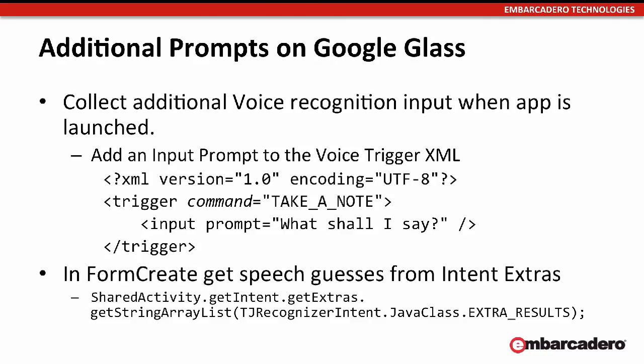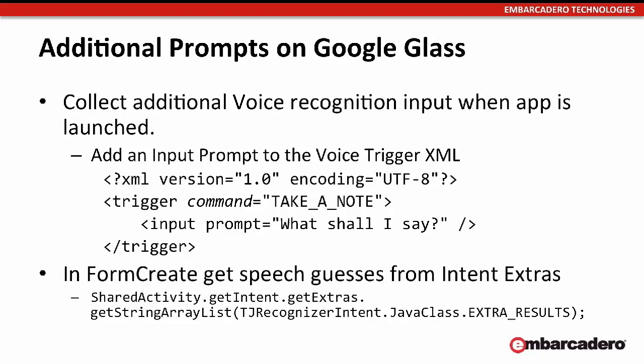Now, another feature that's available is you can have an additional prompt on Google Glass. What this does is after your app launches, it then asks the user for some additional input. And so the user then uses voice recognition again to dictate some input that is then sent to your application. And you do this by modifying your XML file. So you see there's that XML snippet right there. I've added that line that says input prompt. And so you tell it what you want the input prompt to be, what it's going to prompt the user for. And you'll notice that trigger command, take note. That's the format you'd use for a standard command. You'd change the word command to keyword, and then you could use arbitrary text there, and that would be an unlisted command.